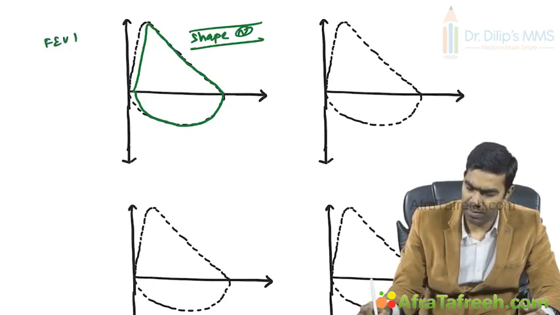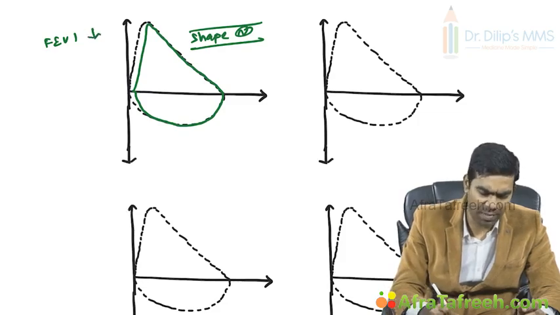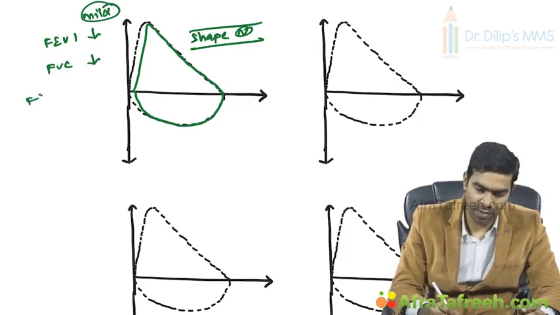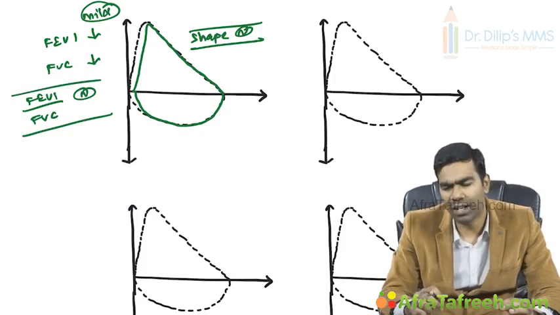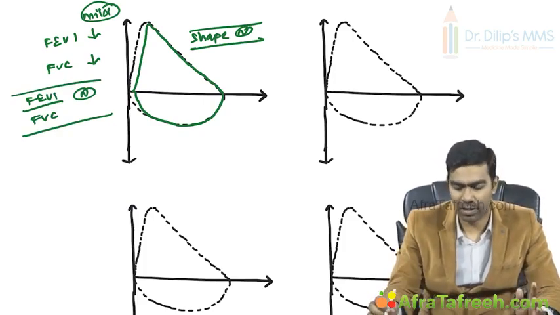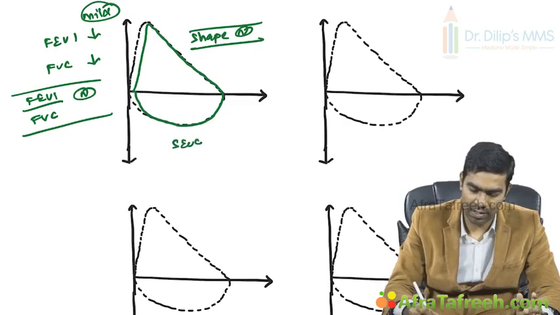FEV1 will be mildly decreased, a very mild decrease will be there, and FVC also will show a very mild decrease. And the FEV1 by FVC ratio will typically be in the normal range, which means it shows a feature of a very, very mild restriction. This is how you see a curve of a severe obesity.